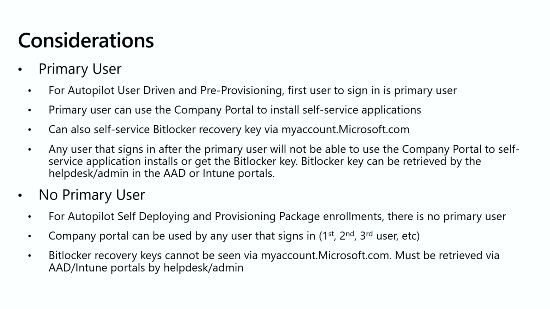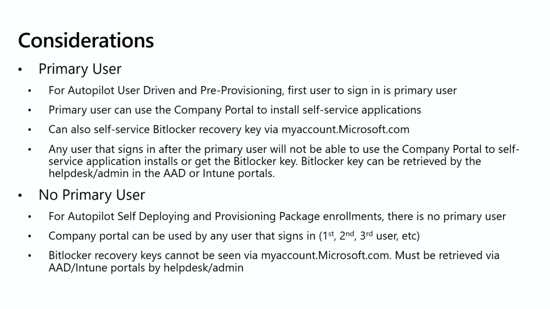So with Autopilot, with user-driven and pre-provisioning, the first user that signs into that machine is considered the primary user. Now, the primary user can use the company portal to install self-service applications. So they can go to the company portal, they can install Adobe Reader. If you make that available to them, they can install that application. So required applications will install just fine. But available applications that you want users to self-service from a portal, the primary user is the only one that can do that.